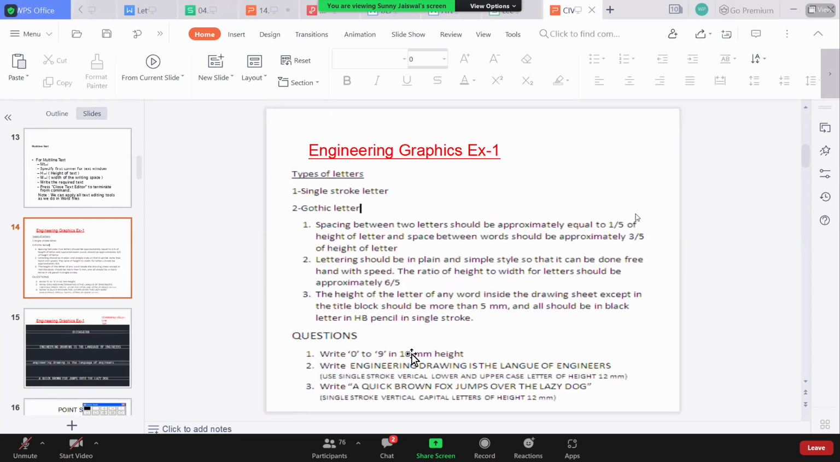There are some rules, and no need to remember all these things for all time. Today we'll just follow all the rules, and after that we can do it manually. Once you do this exercise, it will be very handy. The height of the letter of any word inside the drawing sheet, except the title block, should be more than 5, and all should be in black letter in HB pencil in single stroke letter. Right?